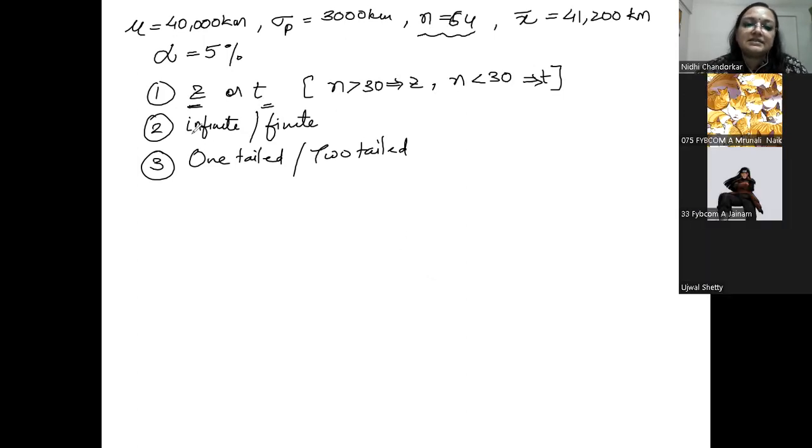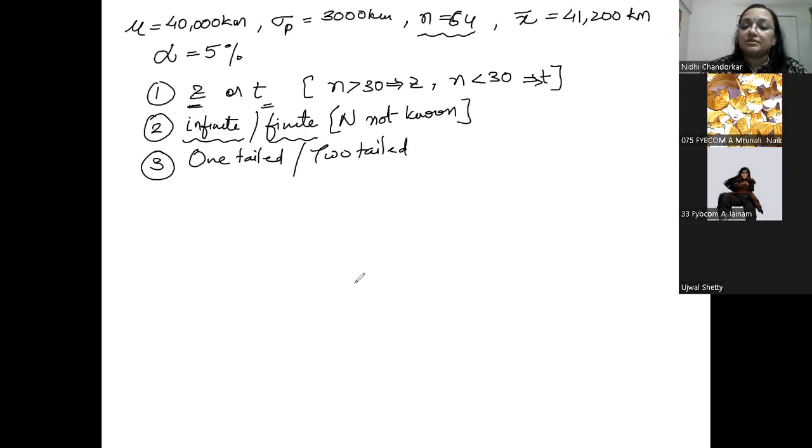Correct. Next is whether it's an infinite population or finite population. Finite population means what? We are having specific population size. Are we having it here? No, it has not talked about 40,000 kitne tires ka average hai. No, na. So nothing like population size has been mentioned in the question. So we say that population size is not known. So hence we will go for infinite population formula.